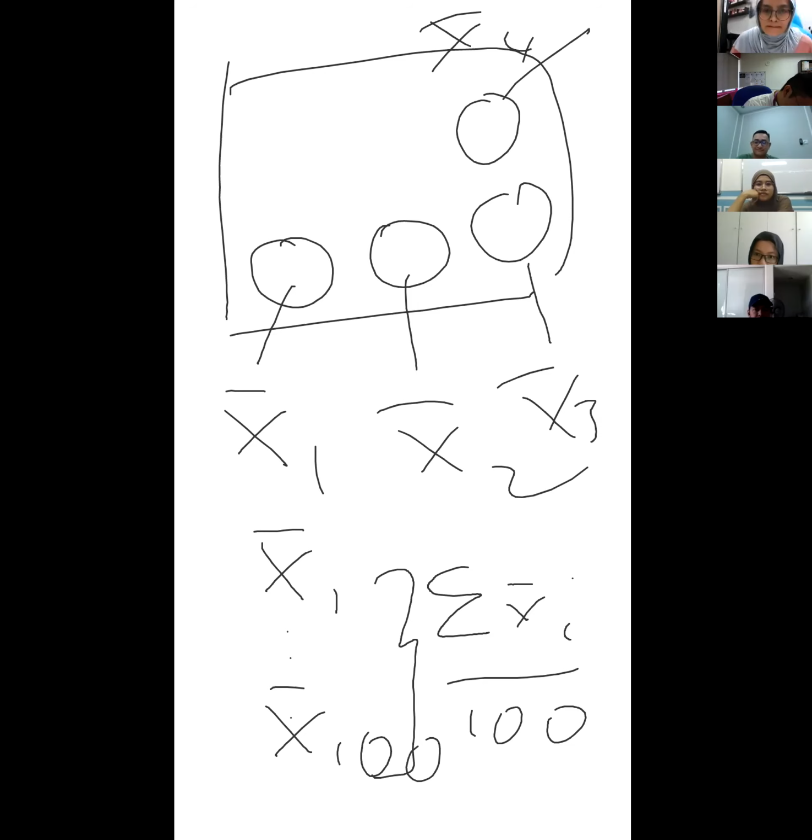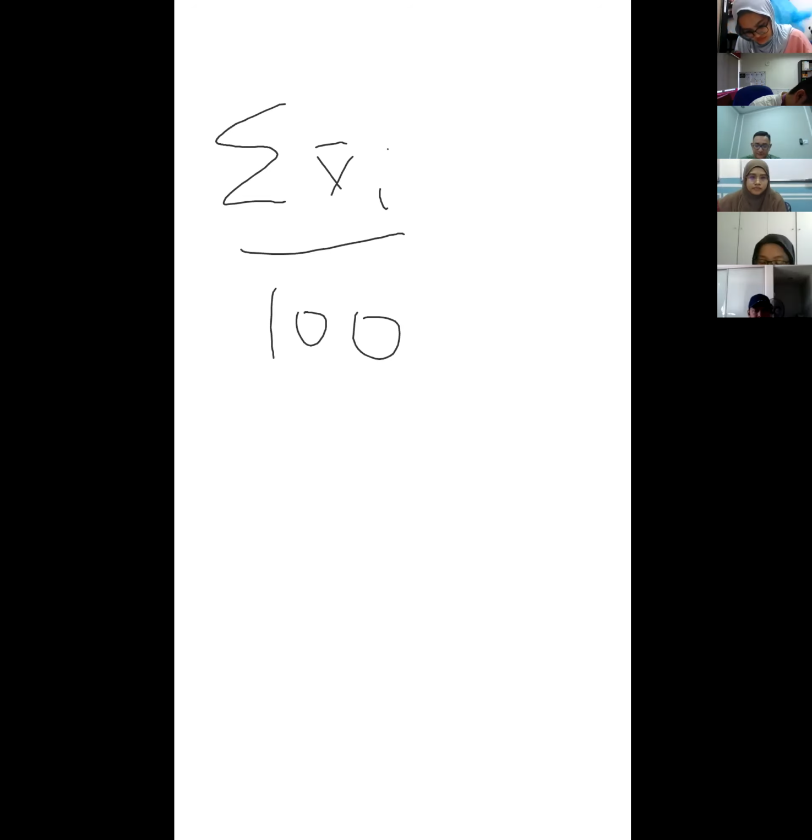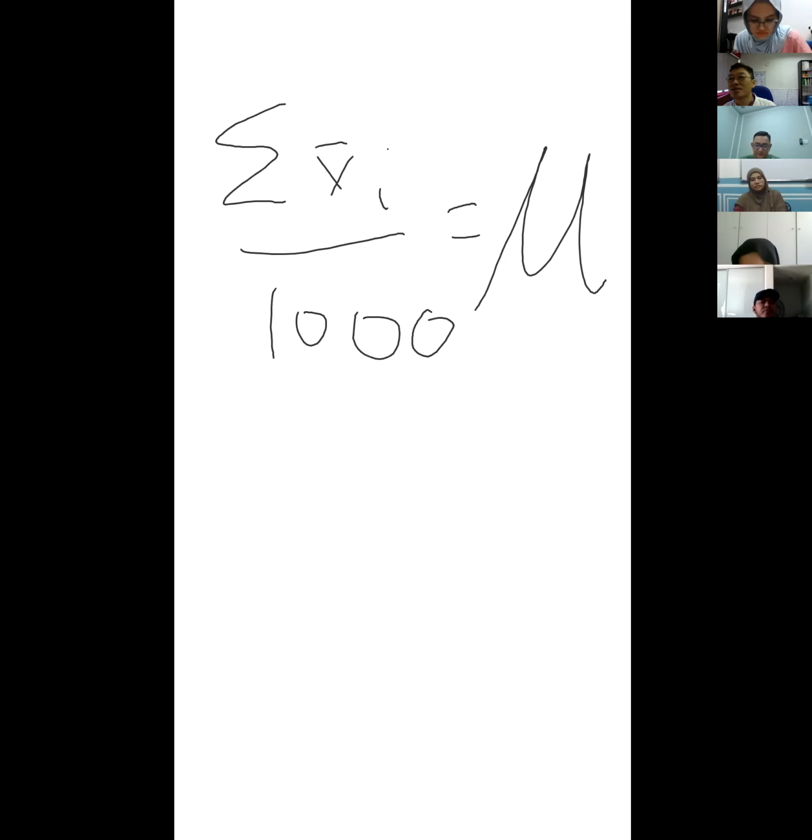Okay, so this one will be closer to, let me write this on the whiteboard. So all the X bar divided by 100 here will be very close to the mu. Do you think it makes sense to you? You take it 1 time, 2 times, 3 times, 4 times, 5 times. Maybe you take it 1,000 times. It will be very close to the average of the population.